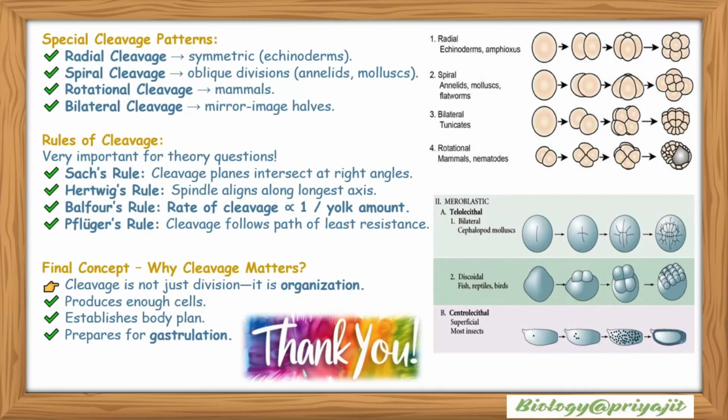Special cleavage patterns. The types: radial cleavage is symmetric. Spiral cleavage is oblique divisions. Rotational cleavage is found in mammals, and bilateral cleavage produces mirror-image halves.